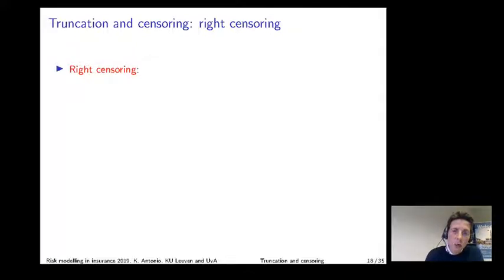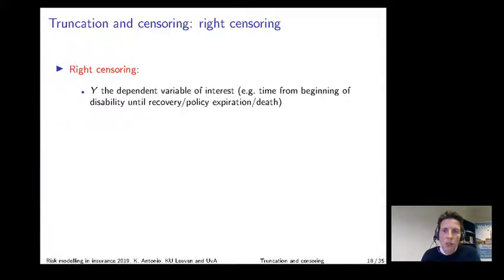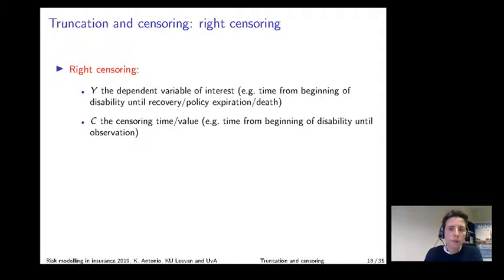So we only cover here right censoring as this matters most in risk models. Let Y be the dependent variable or the outcome of interest. For instance, the time from beginning of disability until either recovery, policy expiration, or death. Let C be the censoring time or the censored value.